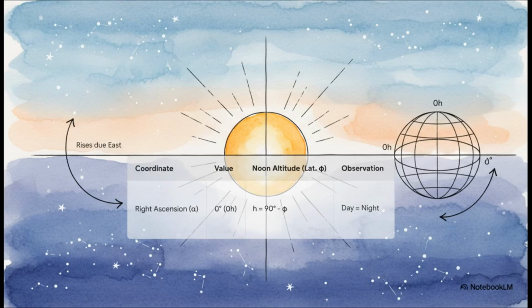At this instant, the coordinates are as simple as they get: 0 hours right ascension and 0 degrees declination. Because the sun's declination is 0, it's positioned directly over Earth's equator. This means for every observer on the planet, the sun traces a path that gives us an equinox, nearly equal day and equal night, and it rises due east.